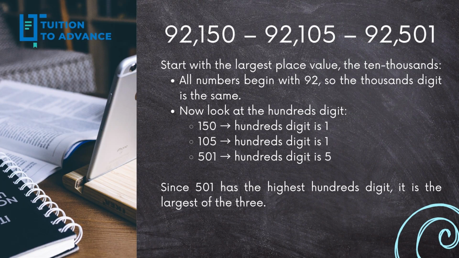Let's order three numbers from smallest to largest. 92,150, 92,105, 92,501. Start with the largest place value, the 10,000s. All numbers begin with 92, so the thousands digit is the same. Now look at the hundreds digit. 150, hundreds digit is 1. 105, hundreds digit is 1. 501, hundreds digit is 5. Since 501 has the highest hundreds digit, it is the largest of the three.